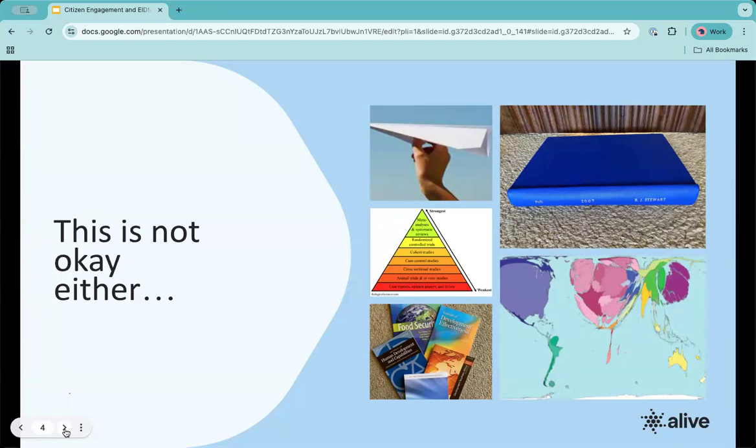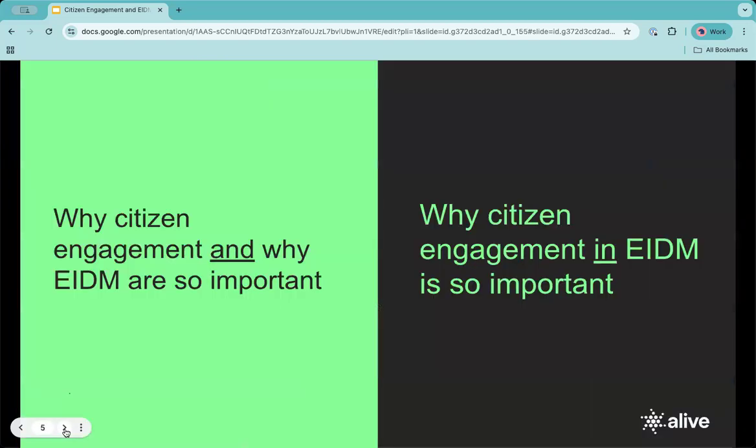So when we think about citizen engagement and evidence and policy, we need to recognize that there are other things that are not okay about the world that we're working in, and we need to think about the role they play as well. So today I wanted to talk a little bit about citizen engagement in evidence-informed decision-making, but I also want to recognize that there's an importance of citizen engagement, there's an importance of evidence-informed decision-making, and then there's the importance of how they intersect. So I'll cover, briefly, both of these areas.